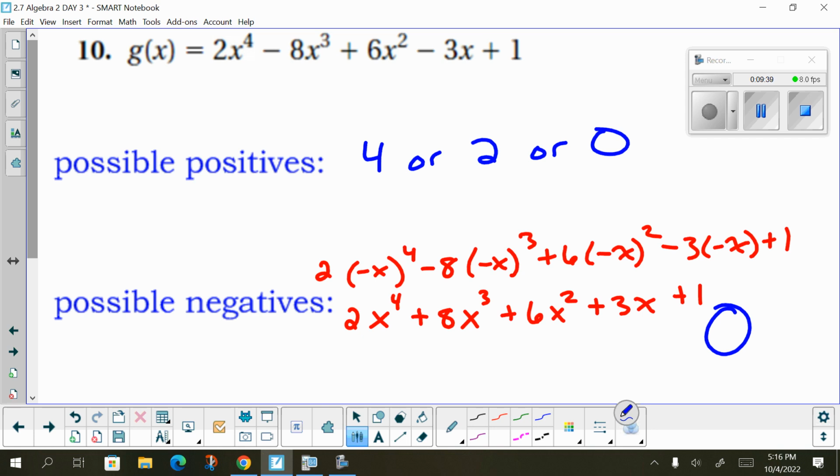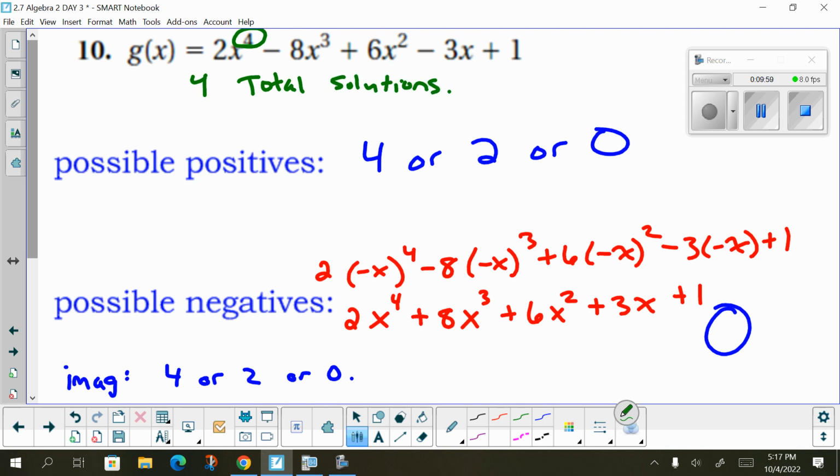And finally, my imaginaries. It's down off the screen, so I'll just write imaginaries right here. Imaginaries, the degree is 4. So we're going to go 4 or 2 or 0. But then think about if that would work. Since my degree is 4 in this polynomial, I'm going to have 4 total solutions.